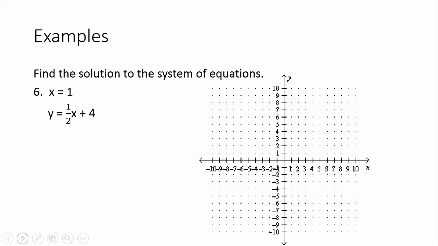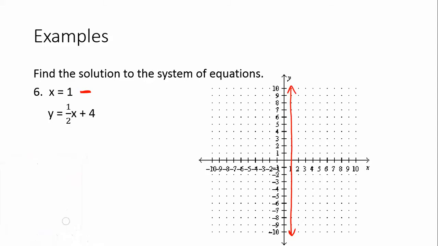Number 6, we have x equals 1, and I'm going to graph that in red. Remember, when you have an x equals line, it's going to be a vertical line that goes through the x-axis at positive 1. So I have a vertical line that's going through the x-axis at positive 1. That's what an x equals line looks like, and that's something you're going to have to work to remember probably.